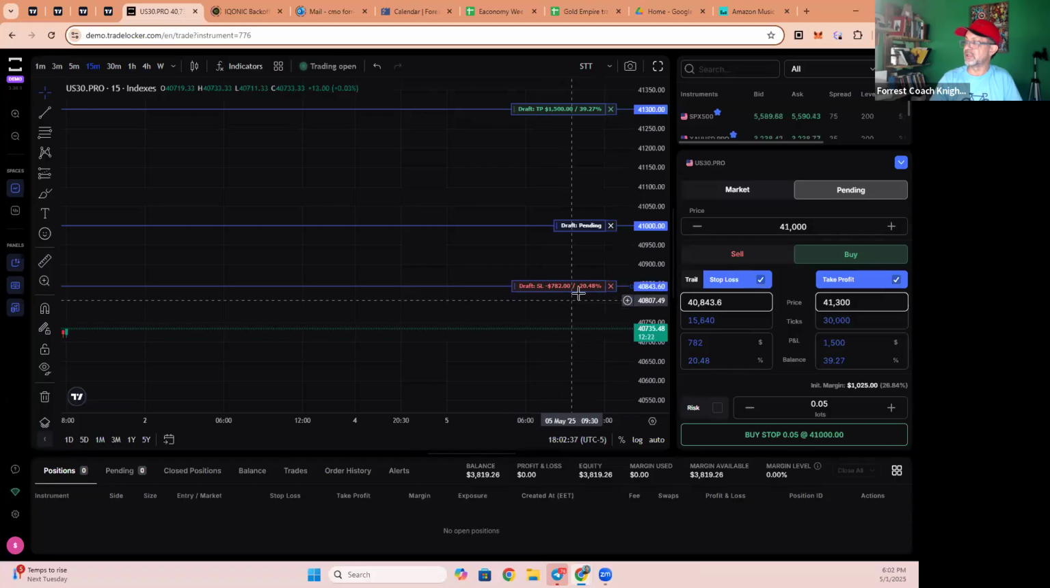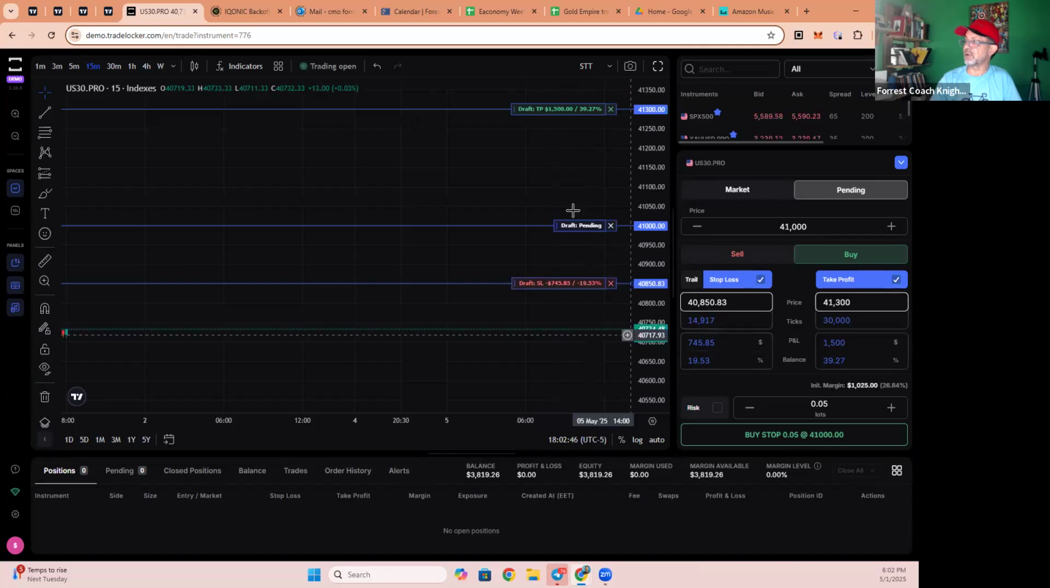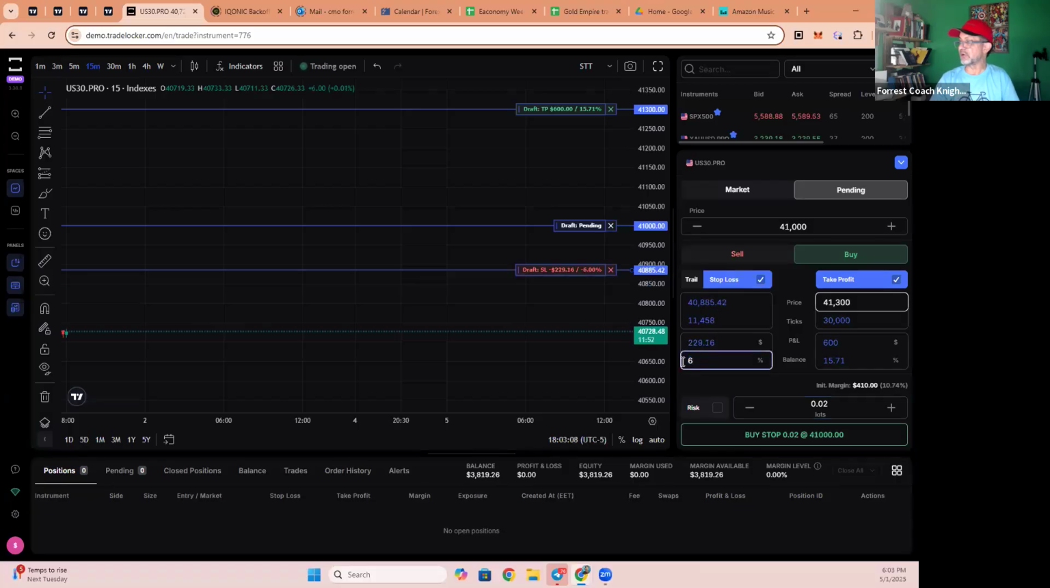Are you willing to risk losing 750 bucks, whatever that number is right in there, right? 750 bucks to make 1,500. You can also just type it in over here if you want, right? Are you okay with losing 750 bucks, which would be 20% of a $3,000 account, to make 1,500? I'm not, right? So I'm going to adjust my lot size down to something that's going to be more palatable for me, right? Am I okay with losing 7%? I'm a 6% guy myself, right? I'd rather do 6%, somewhere in that area.